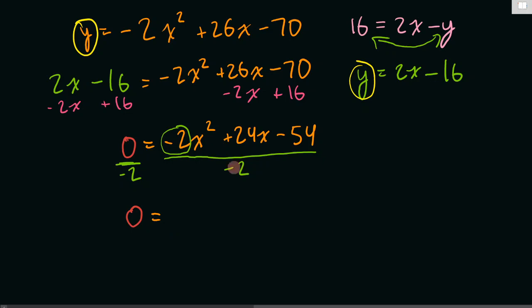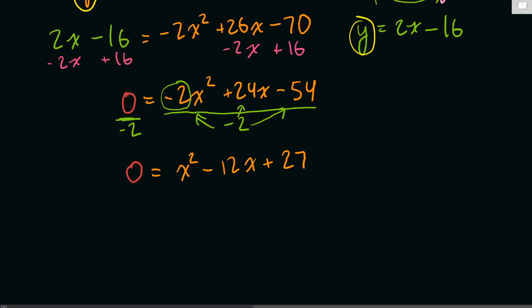And so now we just need to reduce all three of these things by negative 2, carefully, one at a time. Make sure you don't miss any of them. So negative 2 reduced by negative 2 gives us x squared, which is why we did it. Positive reduced by negative is negative. 24 reduced by 2 is 12. And negative reduced by negative is positive. And 54 reduced by 2 is 27.